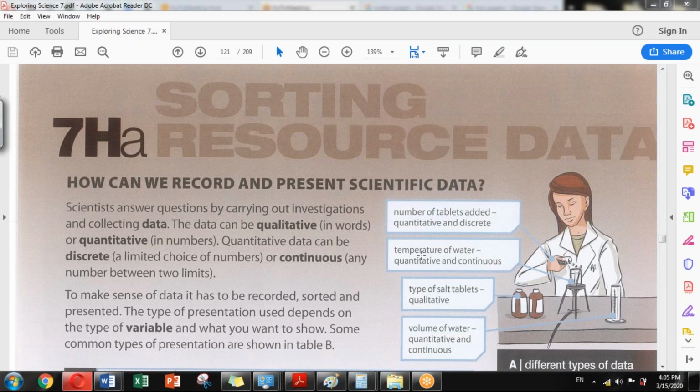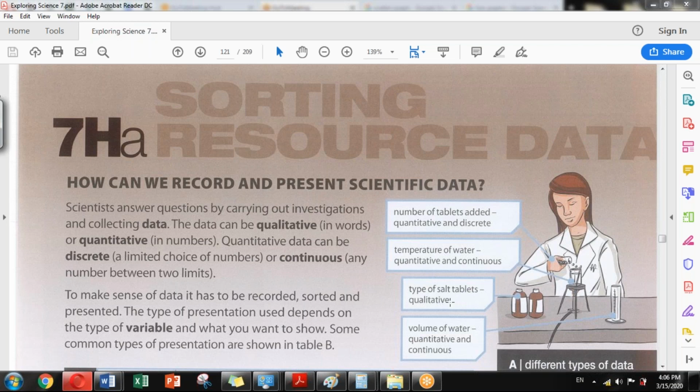So, temperature of water: quantitative. Why? Because temperature is measured with numbers: 5 Celsius degrees, 30 Celsius degrees, 100 Celsius degrees, 50, and so on. And continuous. Why? Because you are giving a limit, let's say between 30 and 40. So the temperature of the water can get any number: 31, 32, 33, 33.5, till 40, any number can be. So this is continuous.